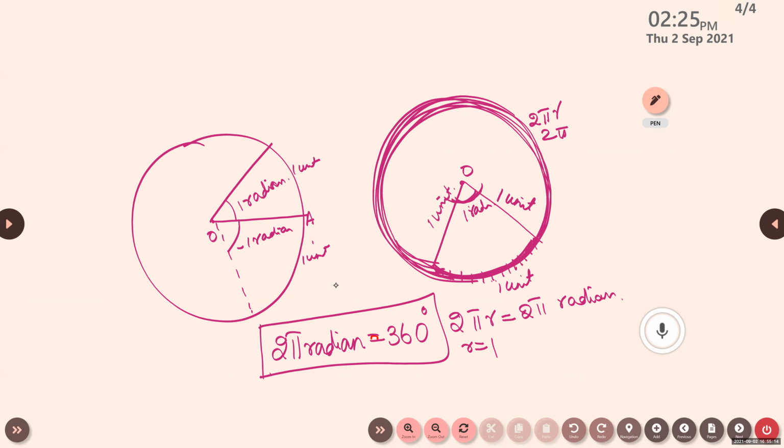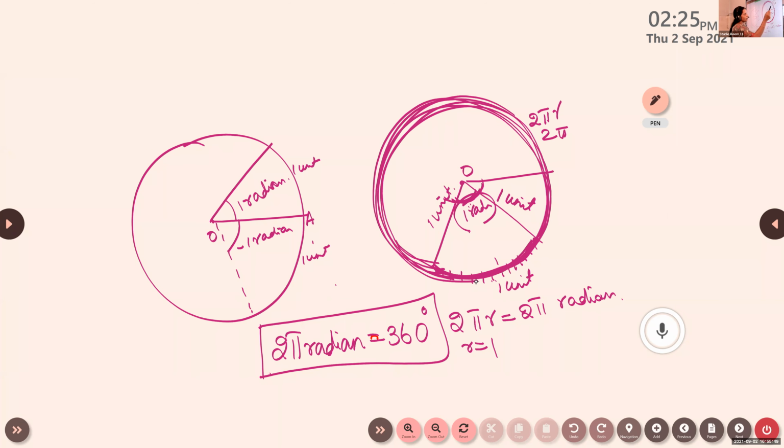If you consider an arc length of 1 unit in a unit circle, it will subtend some angle at the center. That angle we call 1 radian. The angle subtended by a unit arc at the center in a unit circle is called 1 radian. So if the arc length is 1 unit, it subtends 1 radian. If I take an arc length of 2 units, then it will subtend 2 radians.